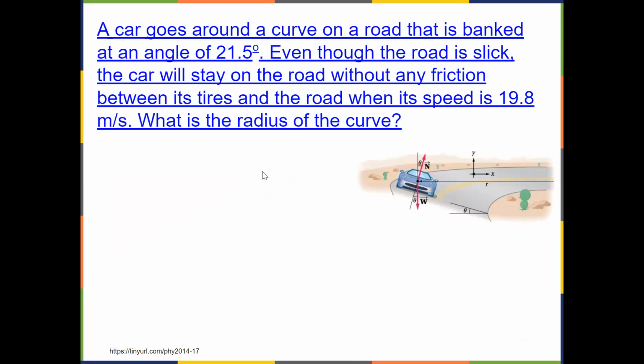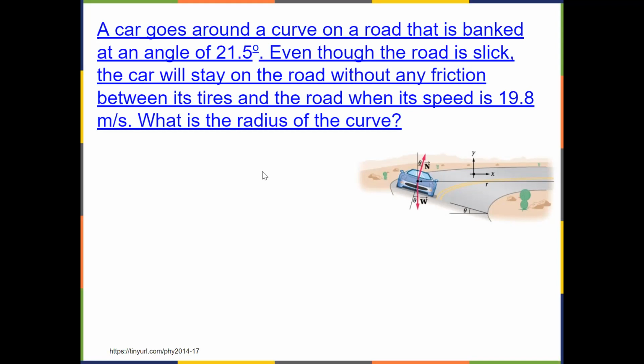All right, now let's take a look at this example. It says if a car goes around a curve on the road that is banked at an angle of 21.5 degrees, so this banked angle is 21.5 degrees. Even though the road is slick, the car will stay on the road without any friction between its tires and the road when its speed is 19.8 meters per second. It happens if it's raining or the road is icy, and the bank angle helps hold the car on the road.